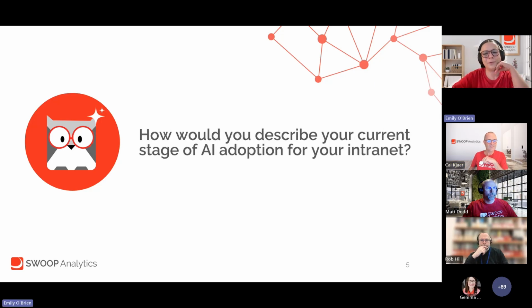Yes. I could see that a few people had mentioned that they're running trials, so maybe it's still a bit of a work in progress. But what I'm going to put on the screen here is actually a poll. Just give me a moment and I will launch this one as we go. So how would you describe the current stage of AI adoption for your intranet?